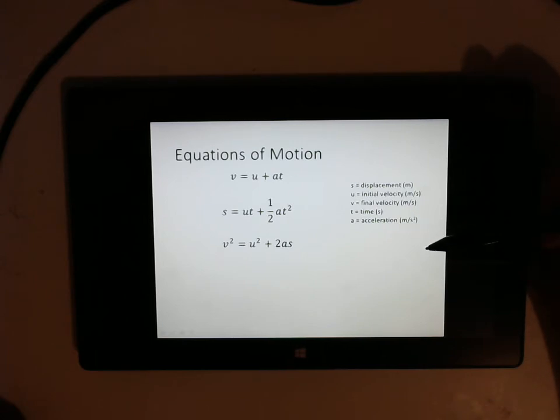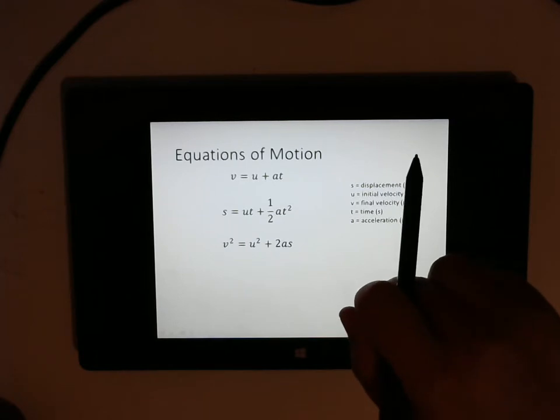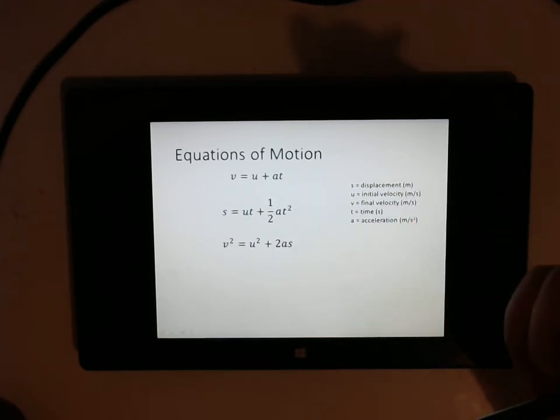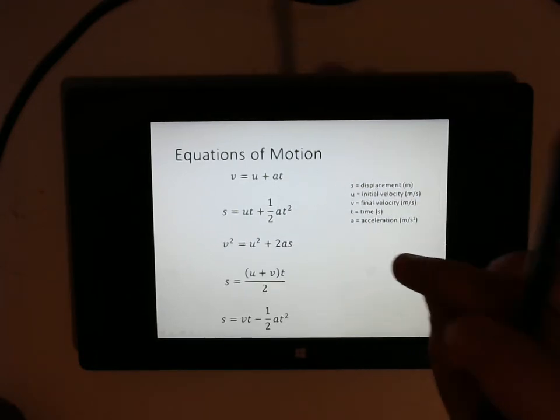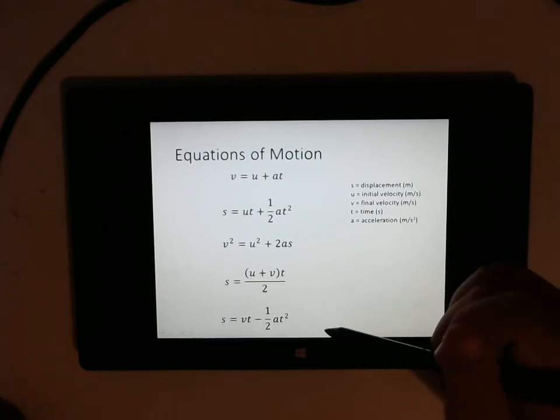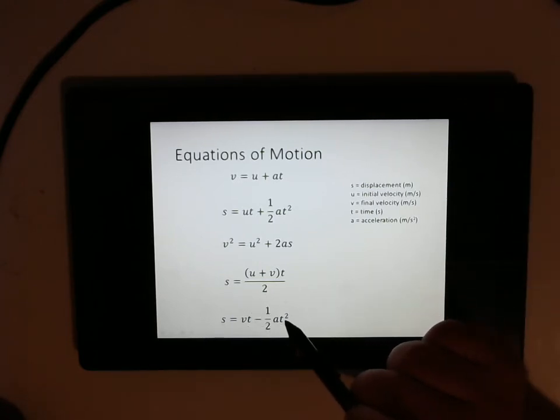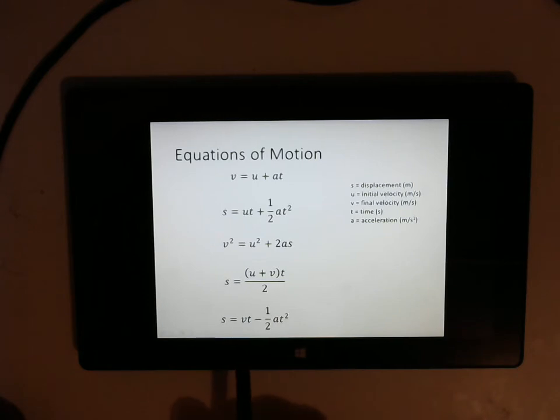Now there are two extra equations, and the way we get them is by doing some algebra with these three. How we originate these is kind of tricky, but we're not going to cover that. And so again, we see the same symbols. Note that's V times T minus half A T squared. It can look a little bit like a U if you're being a bit quick with your writing.